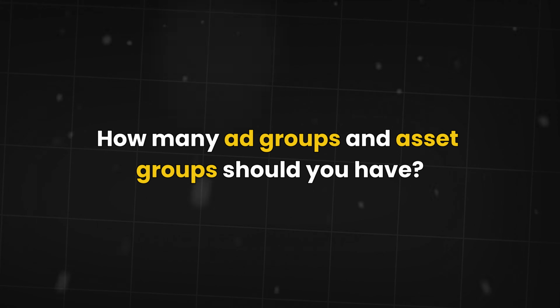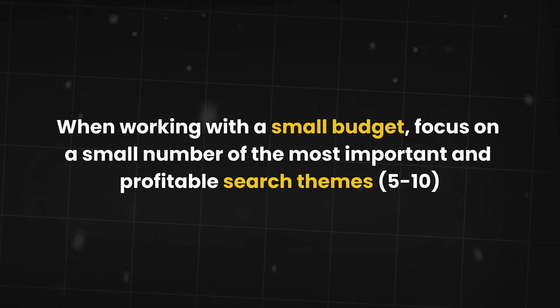Now that we've discussed how to group your campaigns, let's dive inside your campaigns. How many ad groups and asset groups should you have inside your search and performance max campaigns? Search ad groups should be built around search themes. When working with a small budget, you should focus on a small number of the most important and highly profitable search themes for your business. I would say between 5 and 10.